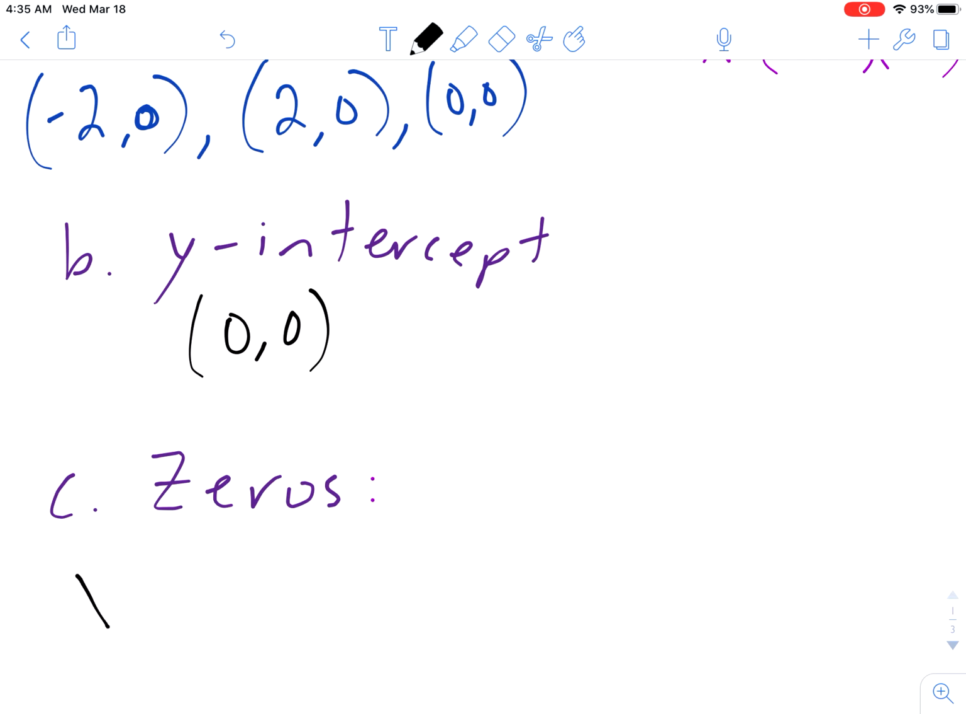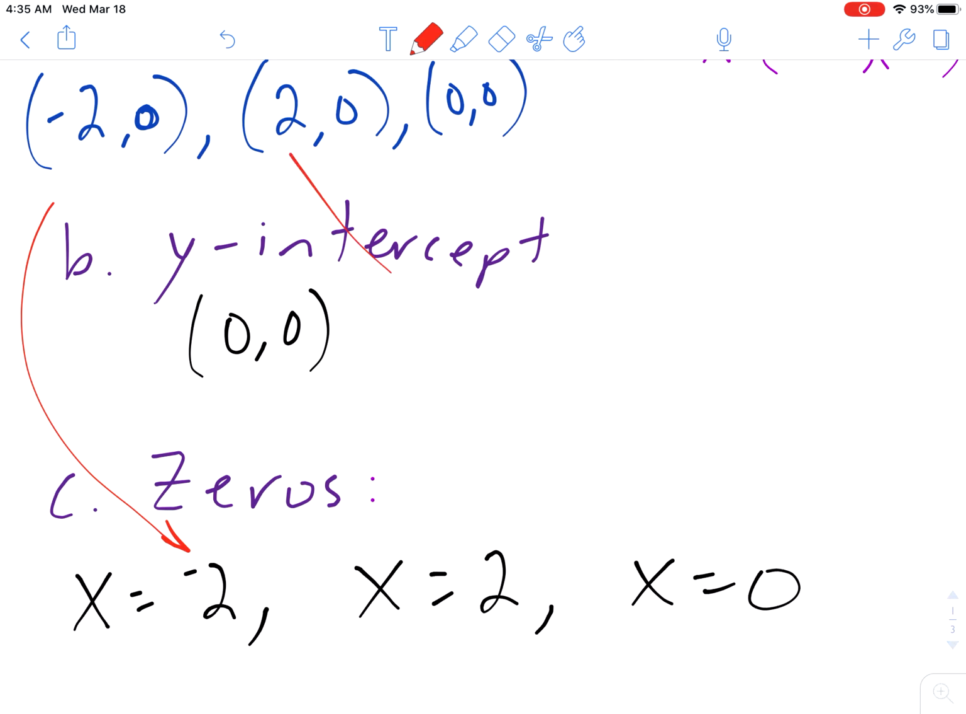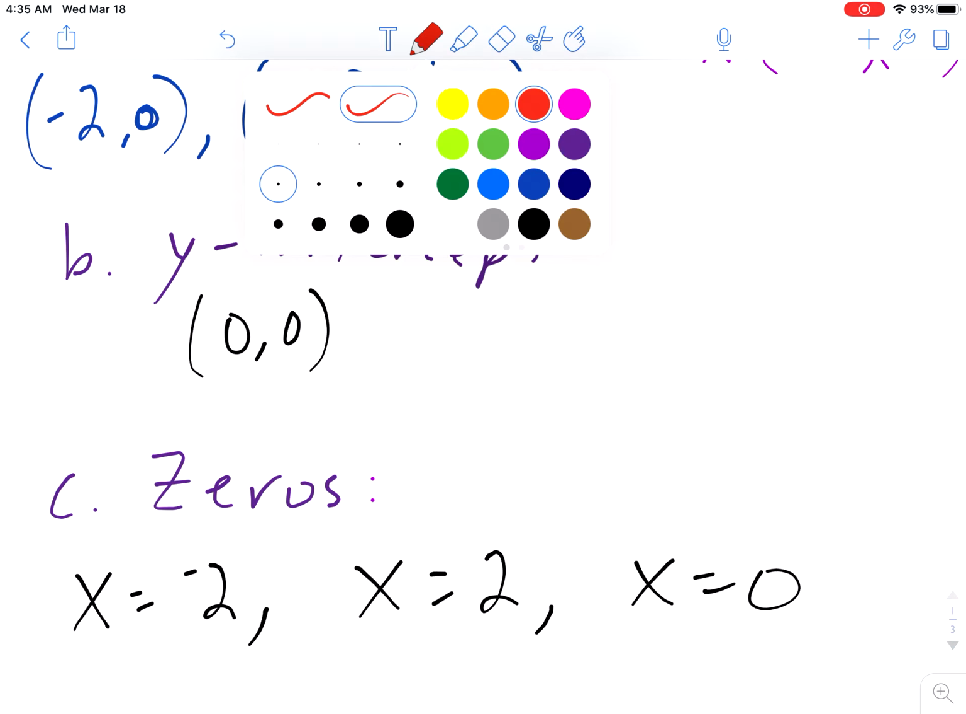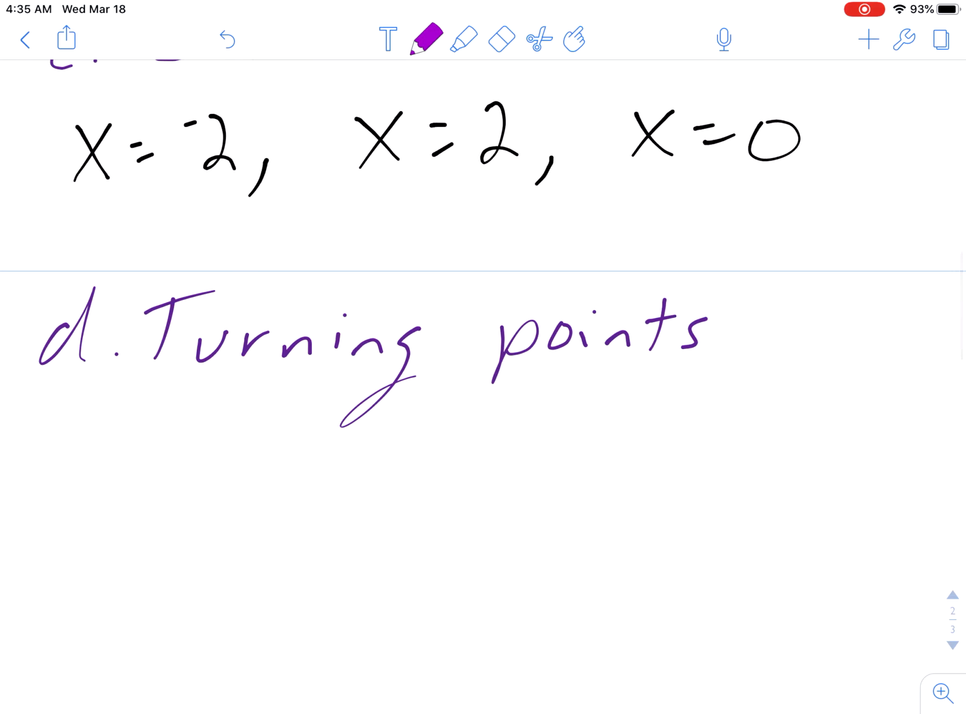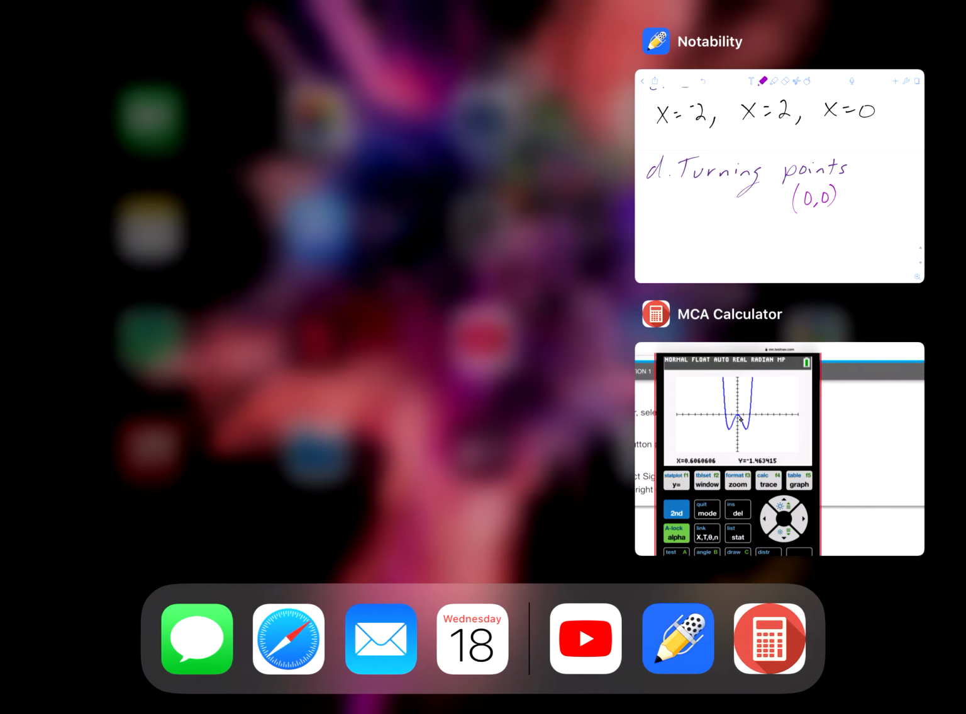The zeros are also already done. x equals -2, x equals +2, x equals 0. And again, those come from your answers from part A. You just rewrite it in a different notation, basically. That's all it is. So that brings us down to part D, the turning points. And again, we've kind of already confirmed one of them. I'm fairly confident that one of the turning points is the origin. But we'll go back to the calculator to confirm these things.